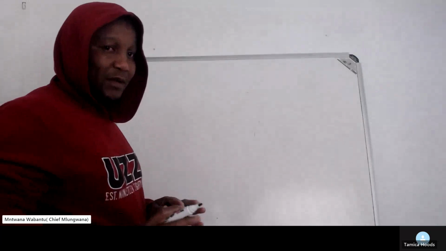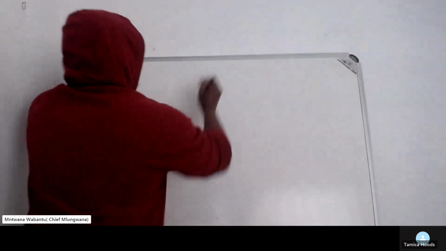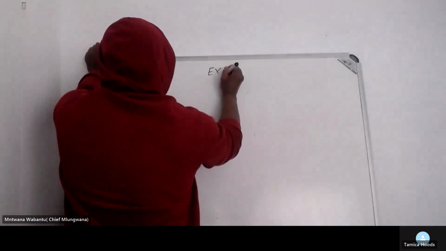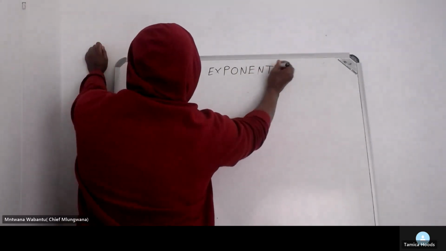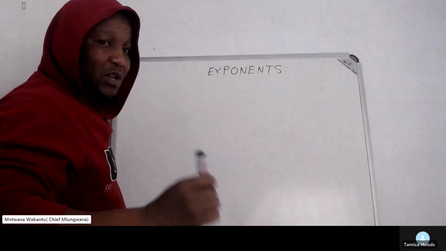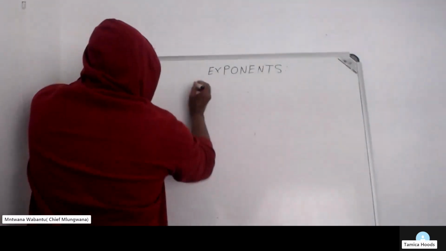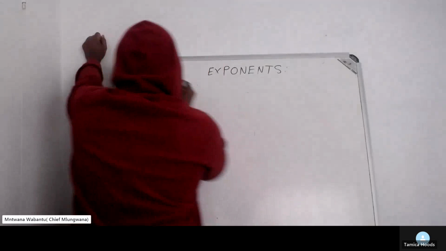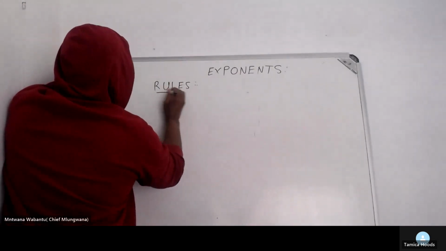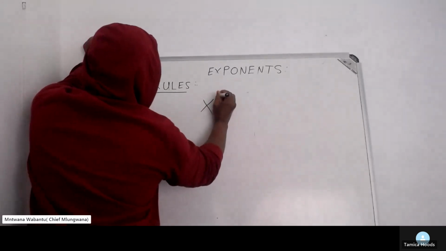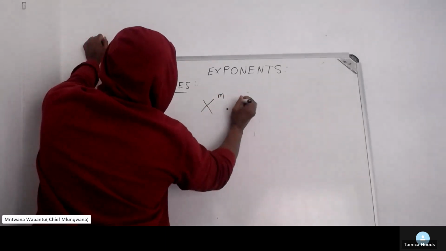So we're going to do exponential, right? Okay. Let's do exponential. In exponential, I'll take you back a little bit. Let's go to the exponential rules. Let's start with the rules first. Let's see how x power m times x power n works.